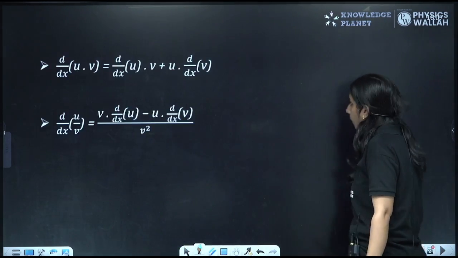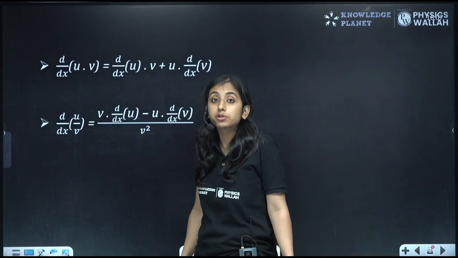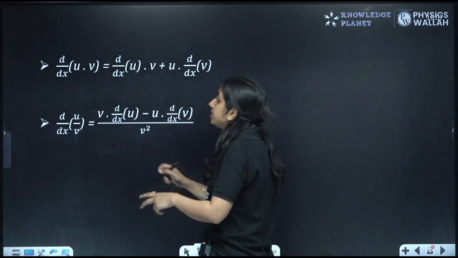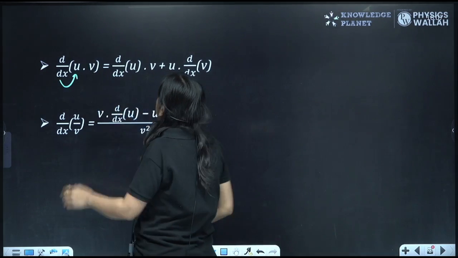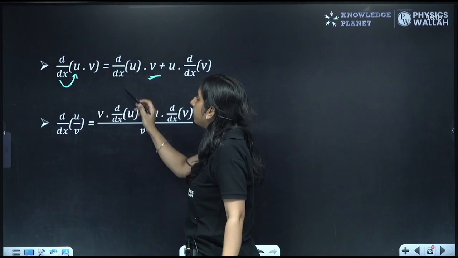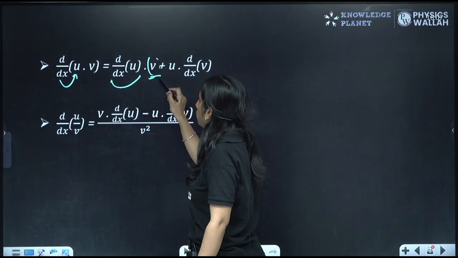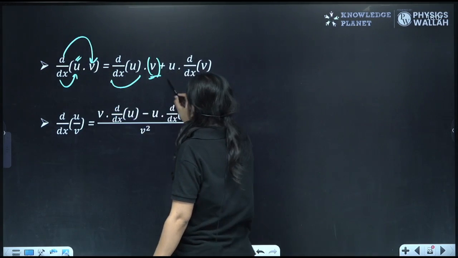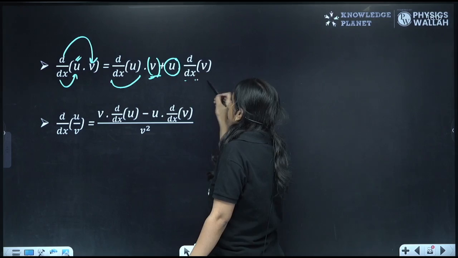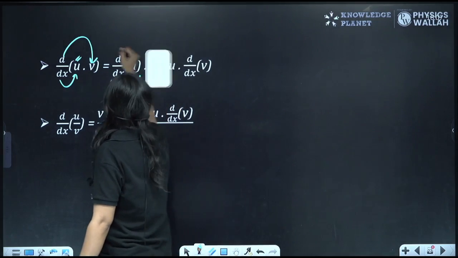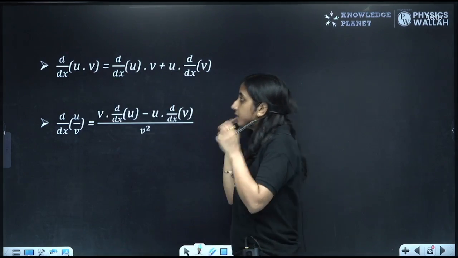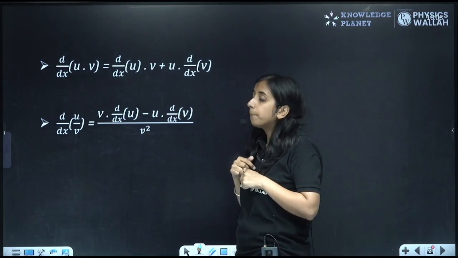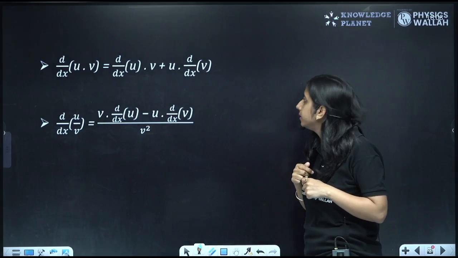If I have multiplication of two functions, then differentiation of u into v is: first apply this operator on u, keep v as it is. So this will become du by dx into v. Then apply this operator on v, keeping u as constant. So u will remain as it is, and we will take differentiation of v, that is dv by dx. So d by dx of u into v is du by dx into v plus u into dv by dx.